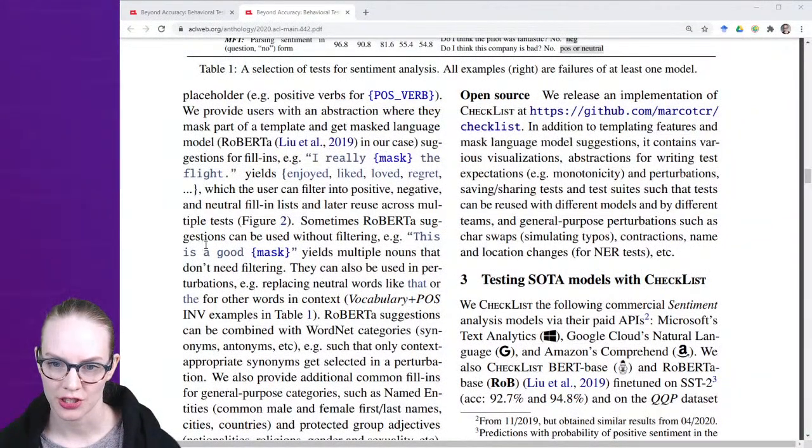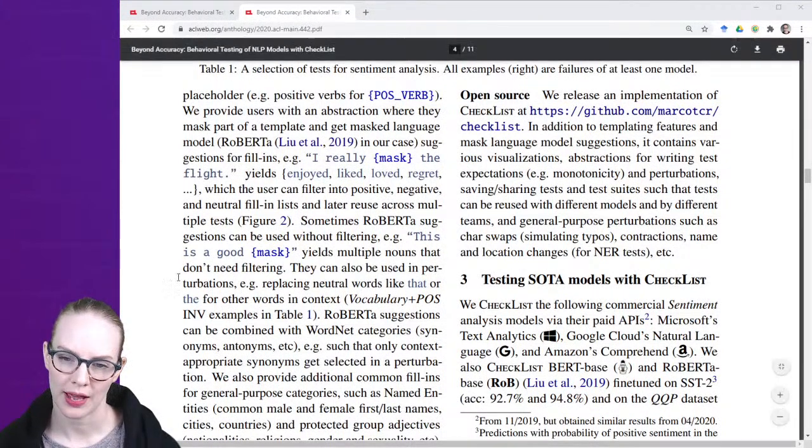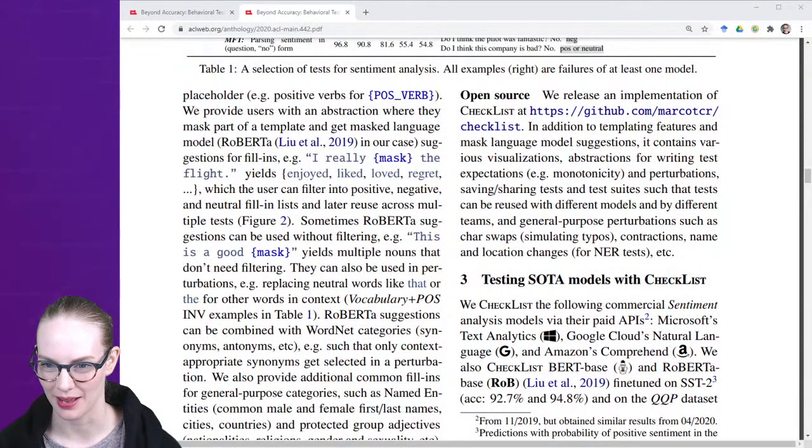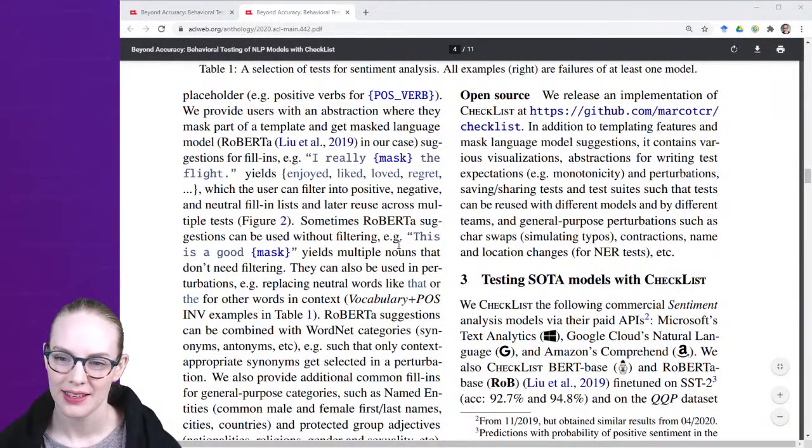Sometimes Roberta's suggestions can be used without filtering, e.g. this is a good blank, yields multiple nouns that don't need filtering. I can think of some things I wouldn't want to have filling that spot in my test data.